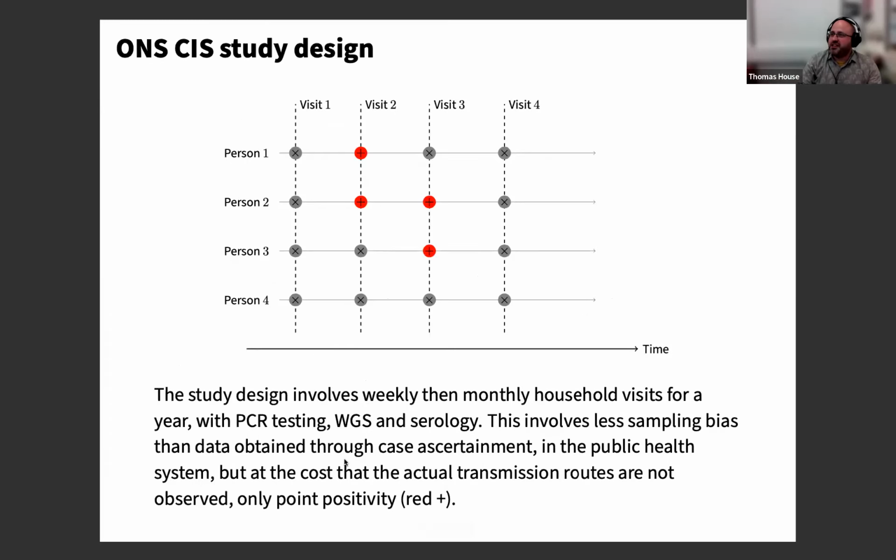So here's the study design. If you think about it, you've got time going along and you sample the households, and the household has a stable composition of 4 people.